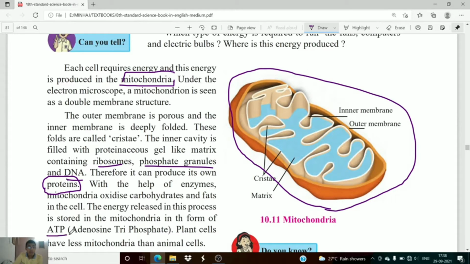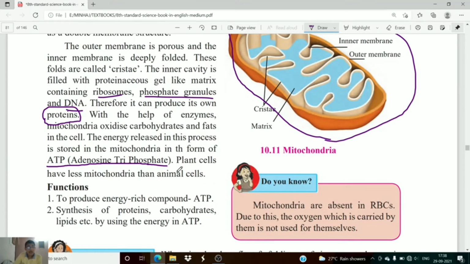So whatever energy is generated within the mitochondria is going to be stored in the form of ATP, and the full form of ATP is adenosine triphosphate. Very important abbreviation: ATP stands for adenosine triphosphate, which is generated when energy is released in the mitochondria. Now, plant cells have less mitochondria than animal cells. Keep this in mind: the amount of mitochondria in a plant cell is less than in animal cells.